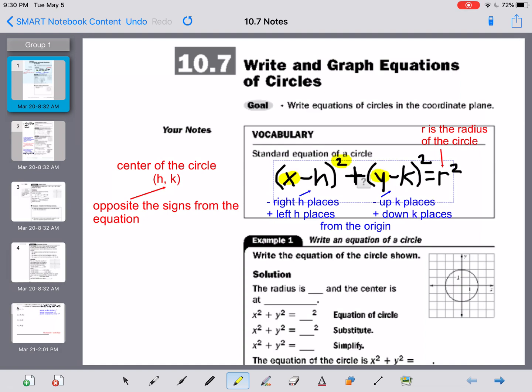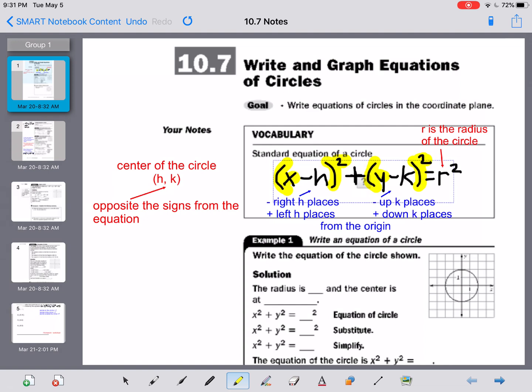You're always going to see these squareds. That's part of the equation. You're always going to see these parentheses. So those are things that will always be there. Now, I have this minus h minus k. These are different numbers in different equations, and it's always opposite what you think they're going to be.